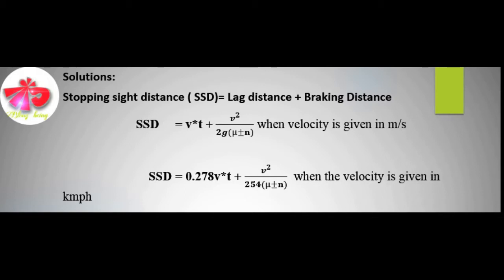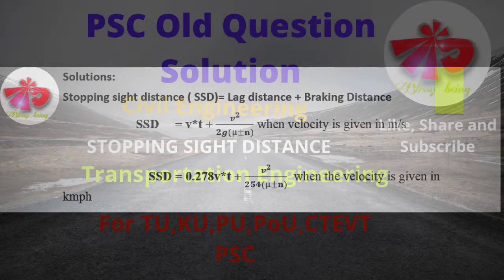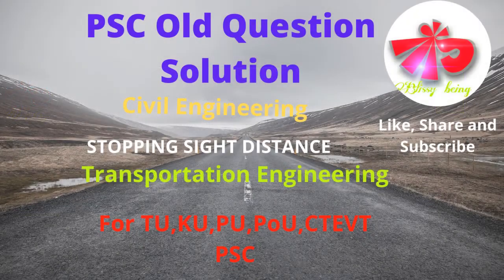So we need to calculate the stopping sight distance, and we know what stopping sight distance is. Stopping sight distance is the combination of lag distance and braking distance. The lag distance is the distance traveled by the vehicle during the total reaction time, and the braking distance is the distance traveled by the vehicle after the application of brakes to a dead stop, which is known as the braking distance.